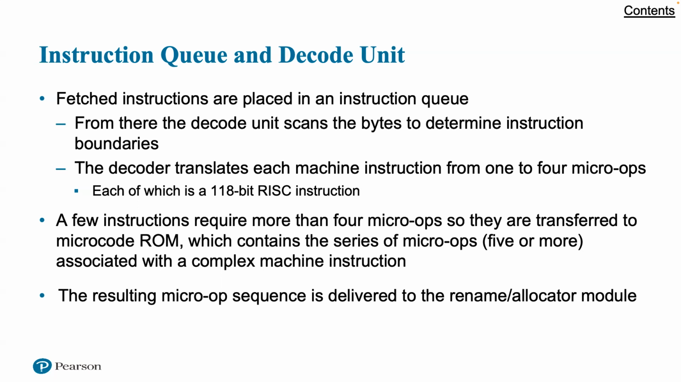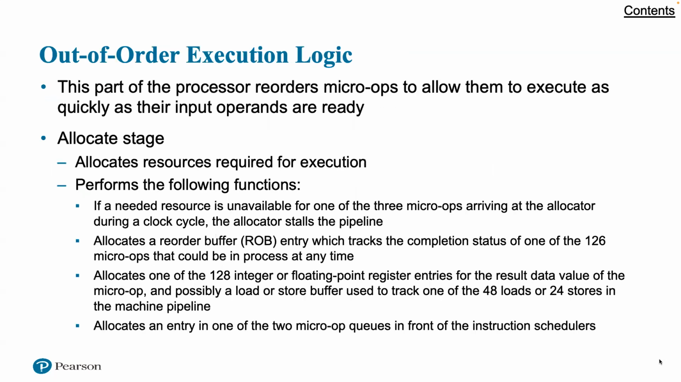The resulting micro-op sequence is delivered to the rename/allocator module. This part of the processor reorders micro-ops to allow them to execute as quickly as their input operands are ready. The allocate stage allocates resources required for execution. It performs the following functions. If a needed resource, such as a register, is unavailable for one of the 3 micro-ops arriving at the allocator during a clock cycle, the allocator stalls the pipeline.